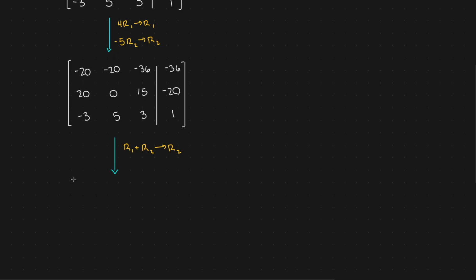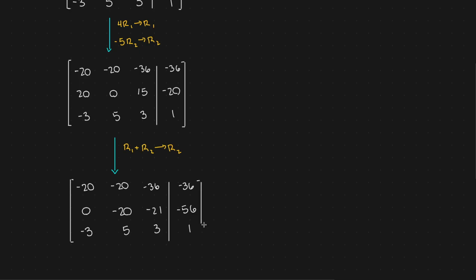I think I'll need a little more room here. Row 1 stays the same, negative 20, negative 20, negative 36, negative 36. Row 2, I'm going to add it to row 1 to get my new row 2. So 20 plus negative 20 is 0. 0 plus negative 20 is negative 20. 15 plus negative 36 is negative 21. And negative 20 plus negative 36 is negative 56. Row 3 stays the same for now.